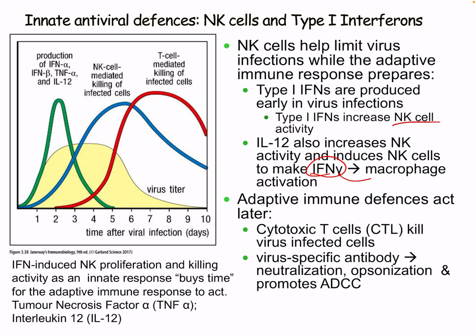The adaptive immune defenses come in later, and this includes cytotoxic T lymphocytes, which kill virus-affected cells, and virus-specific antibody, which can cause neutralization, opsonization, and promotes ADCC. Essentially, interferon gamma or interferon-induced NK cell proliferation and killing activity as an innate response buys time for the adaptive immune response to act. So here you can see our initial response, production of interferon alpha, beta, TNF alpha, and IL-12. Then we have our NK cells recruited. This essentially buys us time until the adaptive immune response can come in and get rid of the virus.